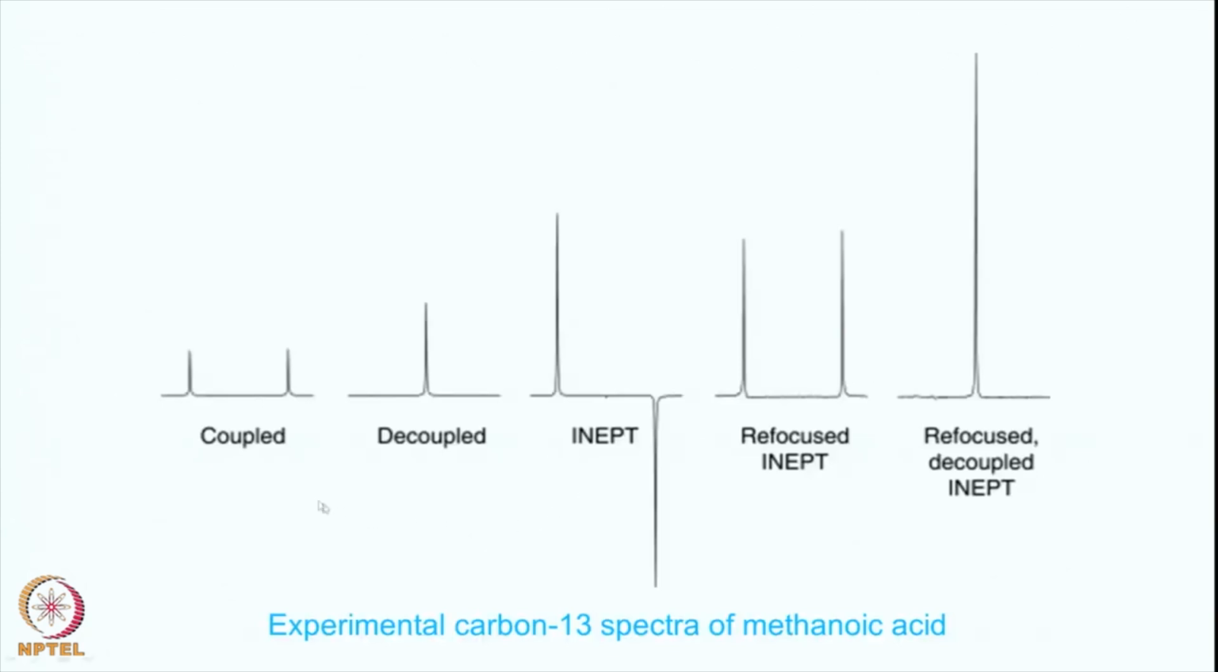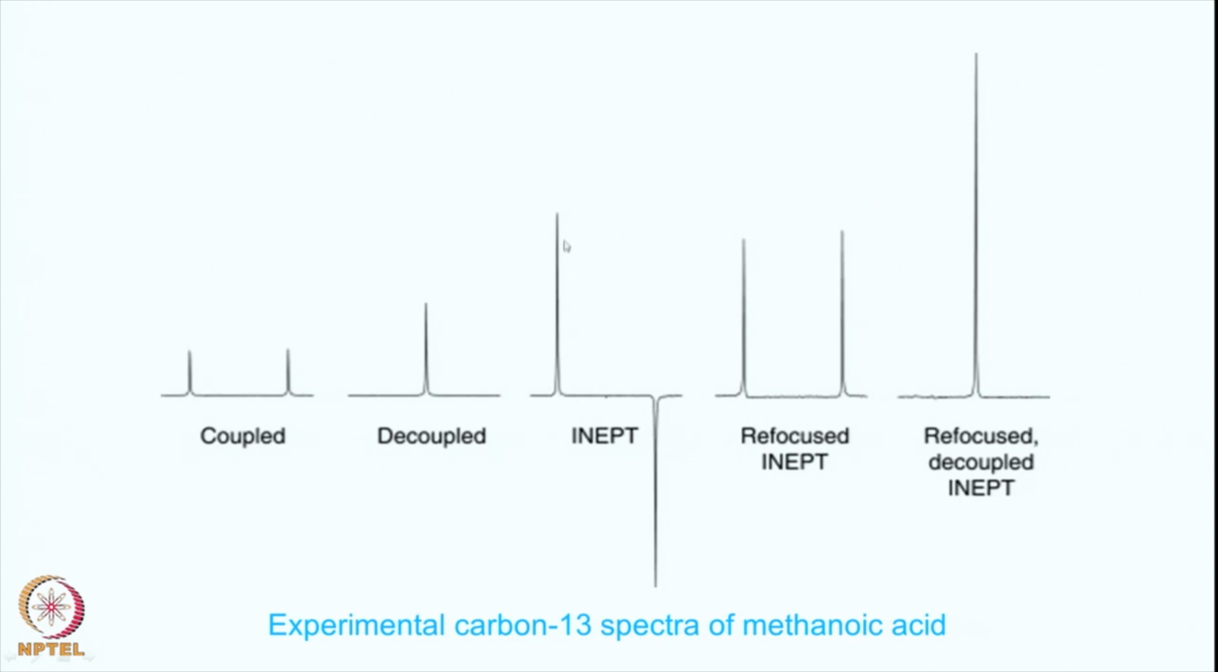So now here is a comparison of experimental spectra under the various conditions. This is the carbon 13 spectrum of methanoic acid. There is only one carbon and one proton, and so you have here a coupled spectrum which is a doublet, normal coupled spectrum, direct carbon detection. And if you decouple this, you have this appearing in the center here, the carbon, this is a decoupled spectrum. Now if we did an INEPT experiment, the magnetization is now coming from the proton. Remember, we are not taking the carbon magnetization as it is done here. The magnetization is coming from the proton.